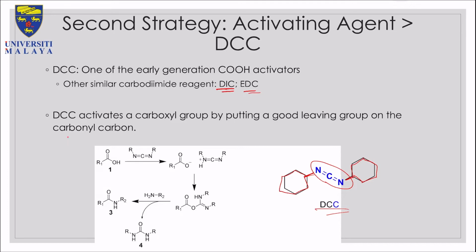The second generation, third generation, and so on and so forth, exist because DCC still promotes certain degrees of racemization. Therefore, the second generation and third generation of carboxyl activators tend to try and reduce the, well, you want to activate the carboxyl terminal, at the same time you want to reduce the possibility of racemization. So DCC activates the carbonyl group by putting a good leaving group at the carbonyl terminal.